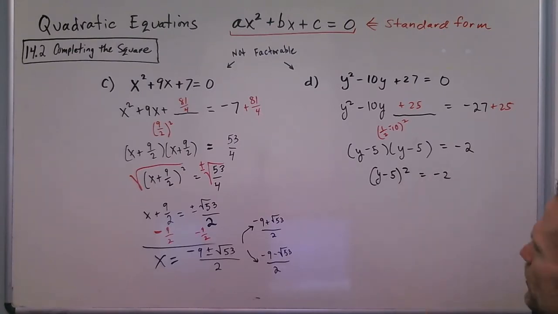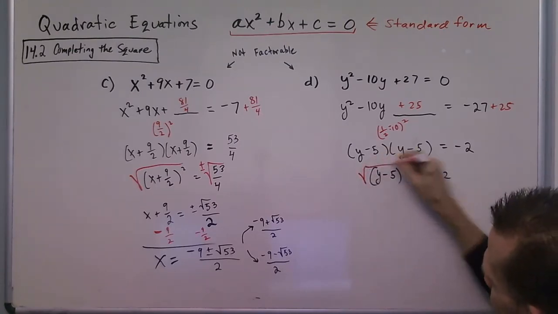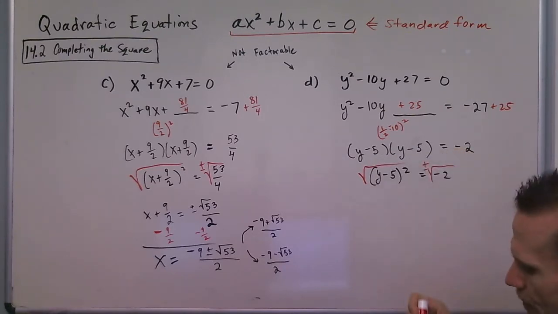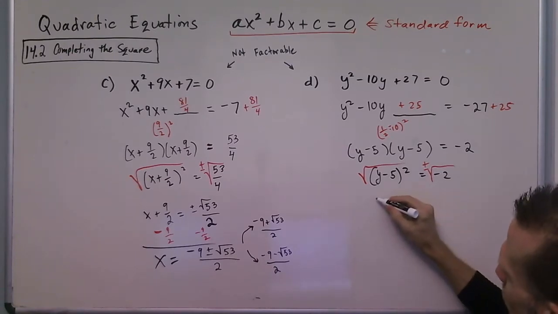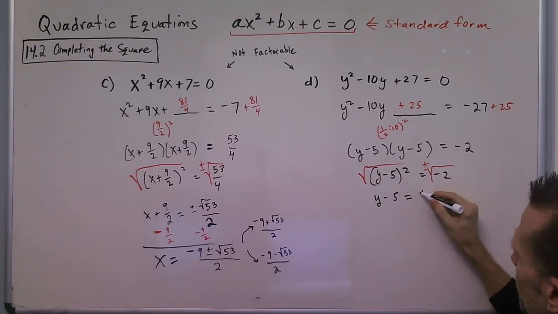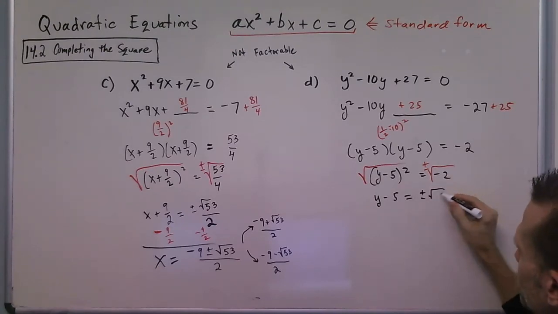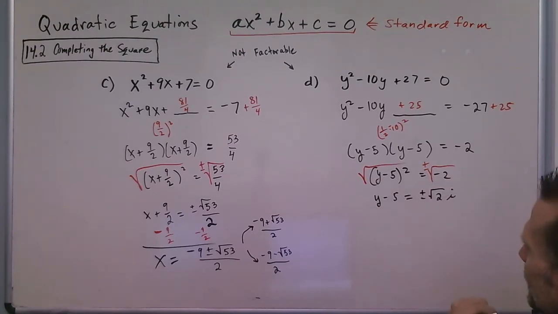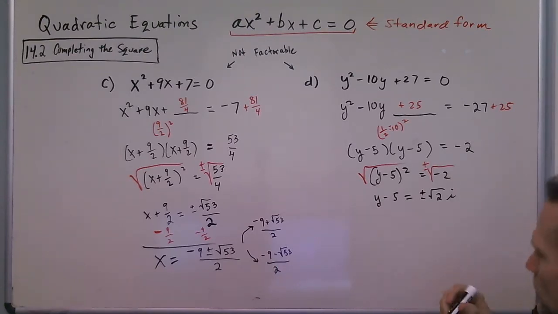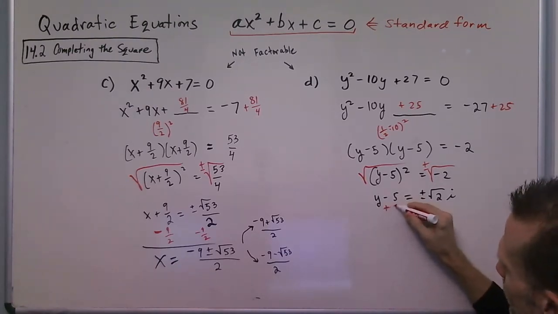Now I'll do the square root of both sides. Square root, plus or minus. So we'll get our two solutions. And then I have y minus 5 equals plus or minus radical 2i. Remember, I told you that imaginary is outside of the radical sign. You can't put it in front also. And then I'm going to add 5 to both sides.